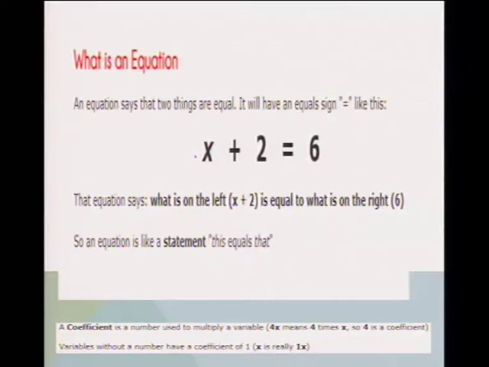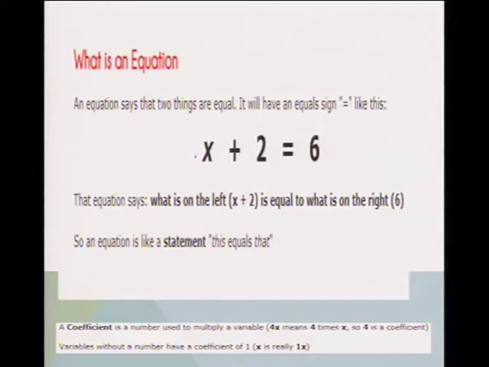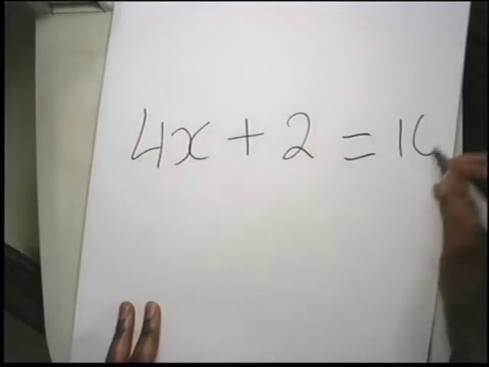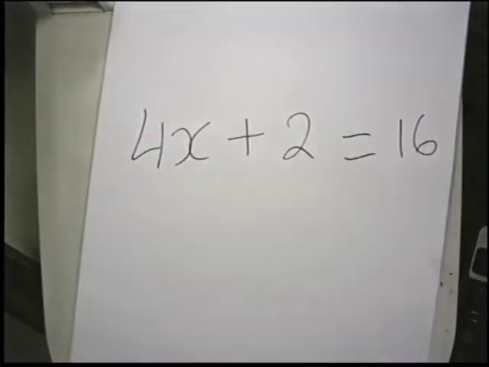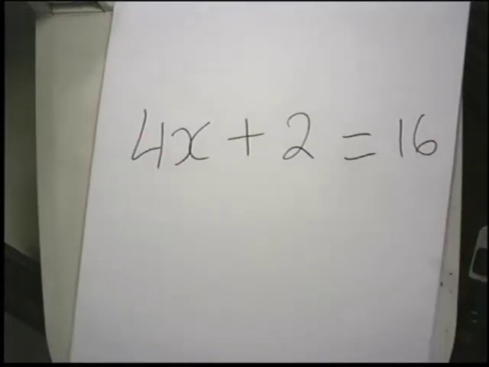An equation is a statement that states that two things are equal. Whatever is on the right is what is on the left. Okay, now let's say, for example, we have an equation that says 4x plus 2 is equal to 16. Now this is an equation because the left hand side is said to be equal to what? Equal to the right hand side.